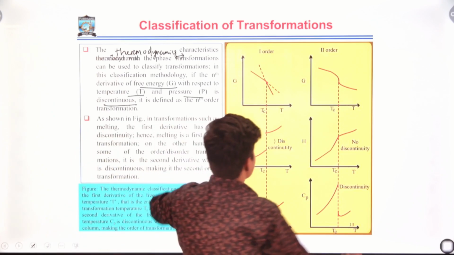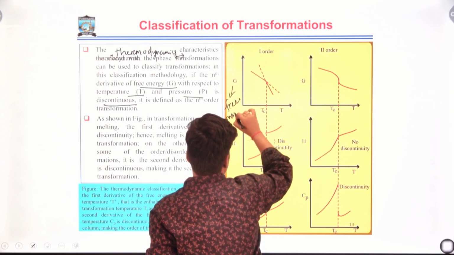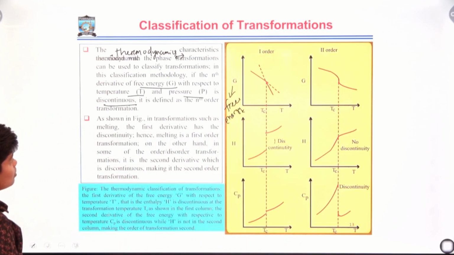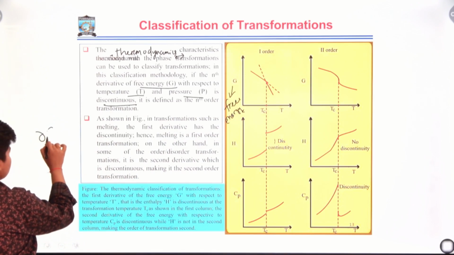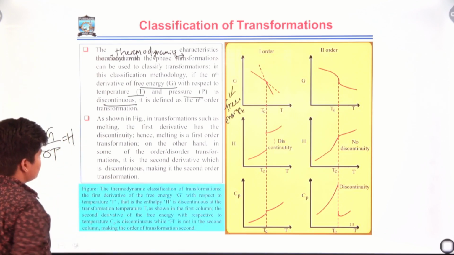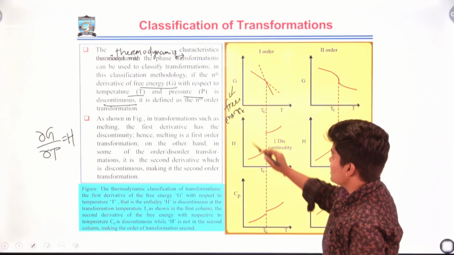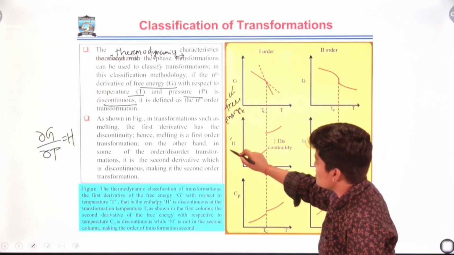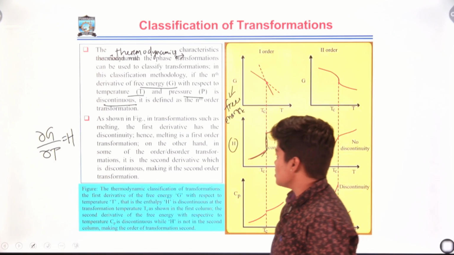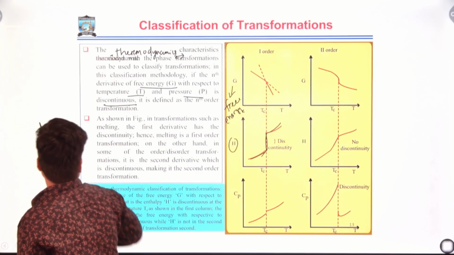Let me give an example. This is G, the free energy in thermodynamics, and this is T, temperature. If we take the first derivative of free energy with respect to temperature, del G by del T, it is known as enthalpy, H. If H is discontinuous, not in continuous form, then the order is first order, because here the order is 1.